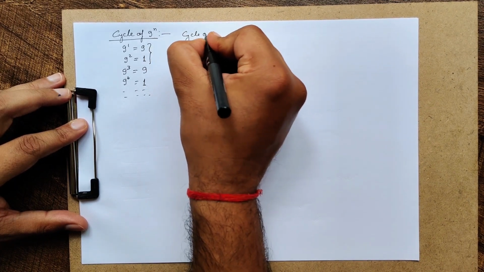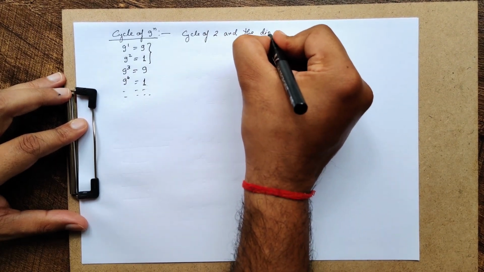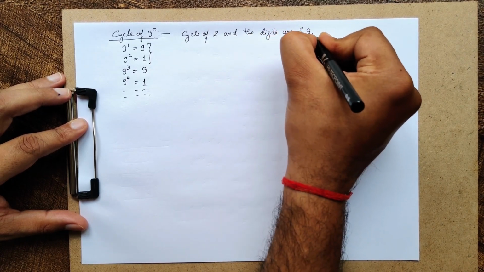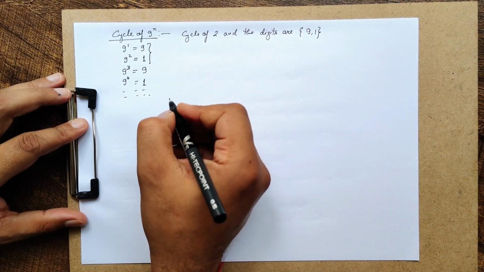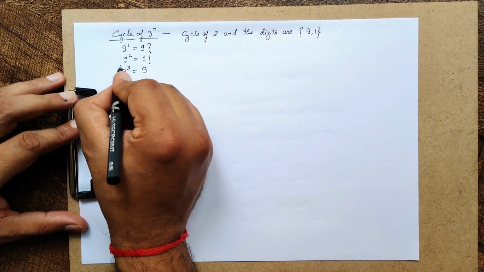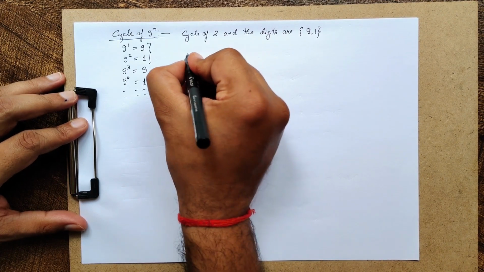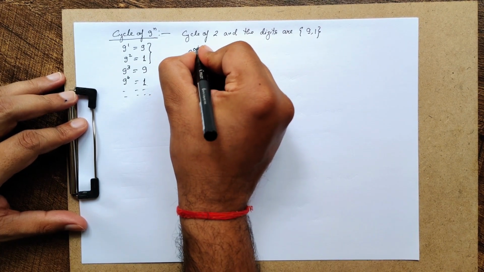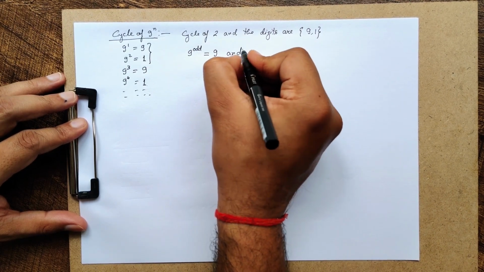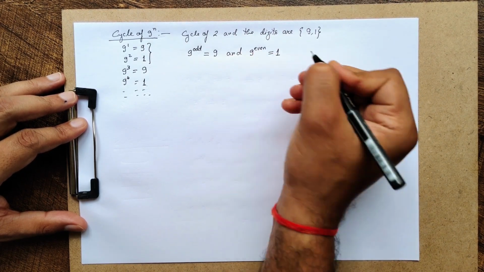So we can say cycle of 2, and the digits are 9 and 1. Similarly, if we observe the pattern, 9 to the power odd is always 9 and 9 to the power even is always 1. So we can also say that 9 to the power odd will always be 9 and 9 to the power even will always be 1.